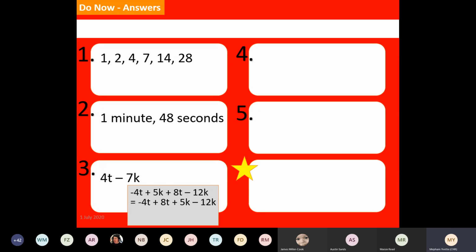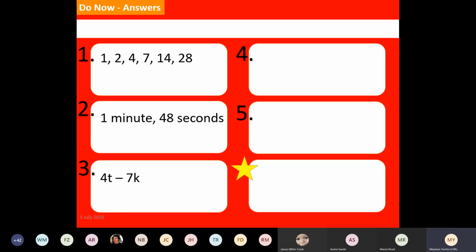And what this also does is it allows me to see a bit more clearly how many t's and how many k's we've got together. So if I've got negative 4t plus 8t, we have 4t. And if we've got 5k take away 12k, we have negative 7k.